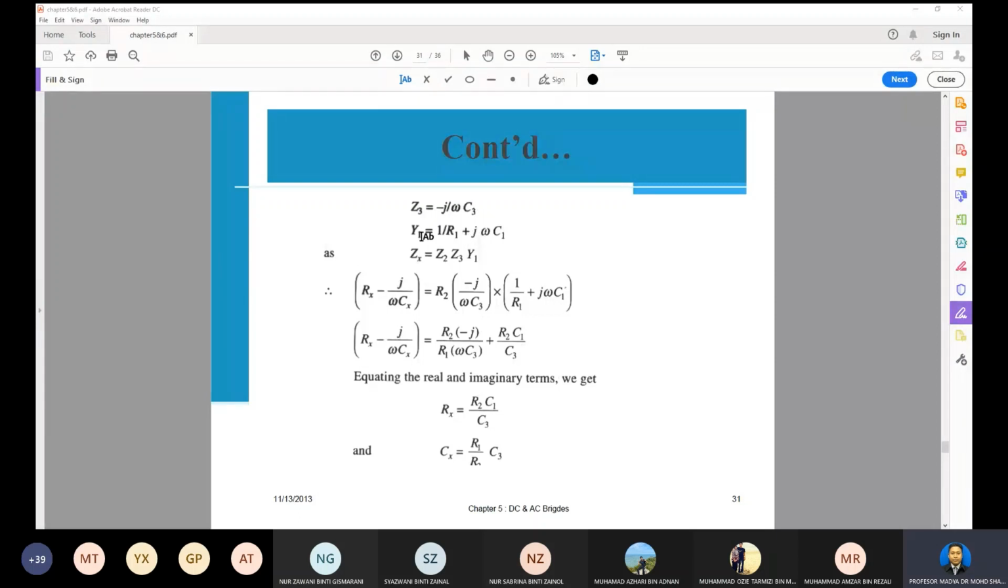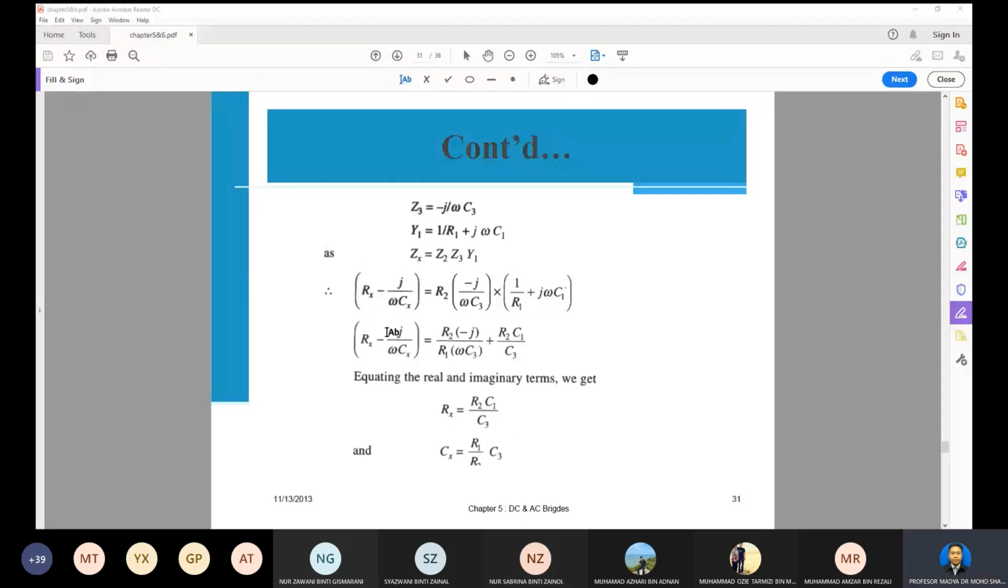And then Z1 is equal to 1 over Y, that's why we can get the admittance. So Y1 equals 1 over R1 plus j omega C1. Then use all the values for Z1, Z2, Z3 and Z4 and substitute into this one. After you calculate like this, we can simplify and differentiate between the real part and imaginary part. After that we can compare the real part with the real part and the imaginary part with the imaginary part.